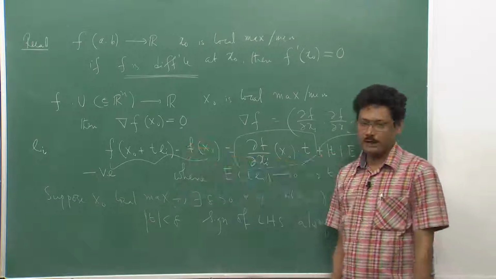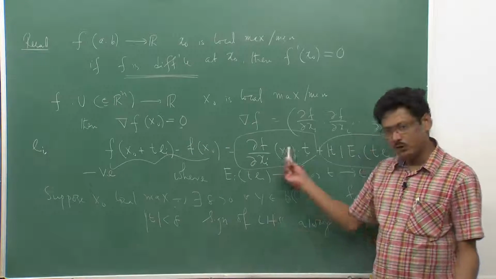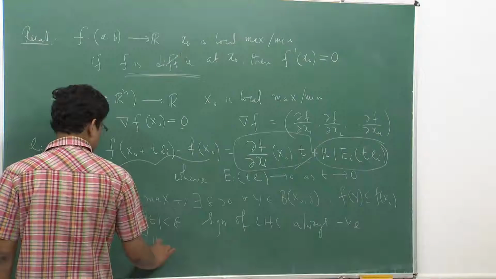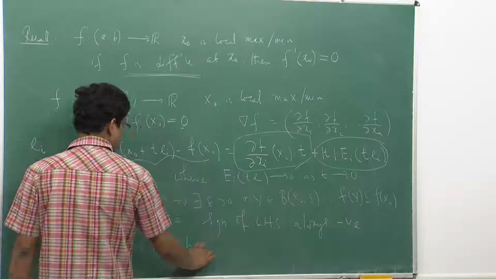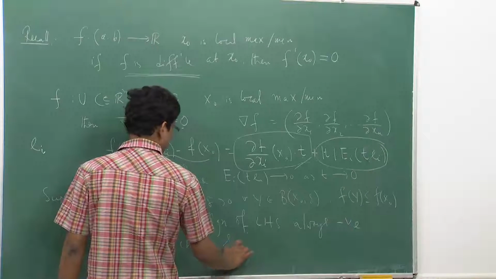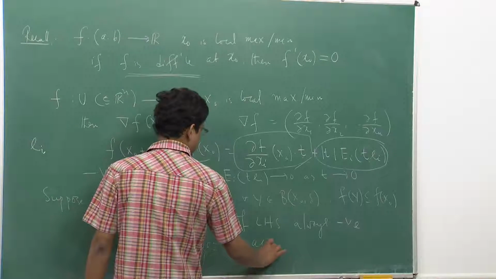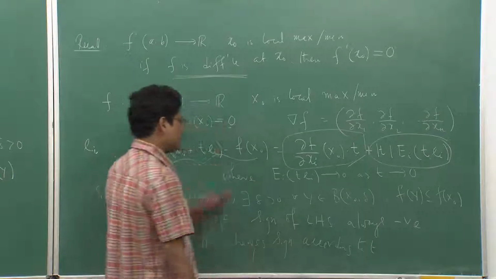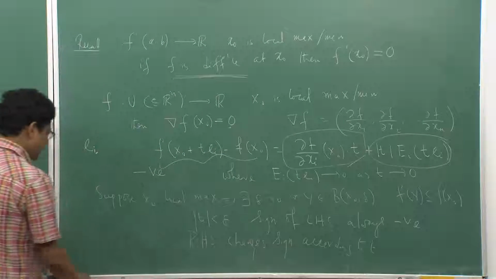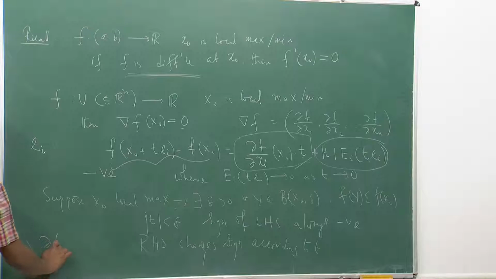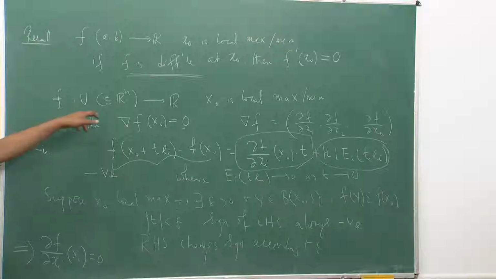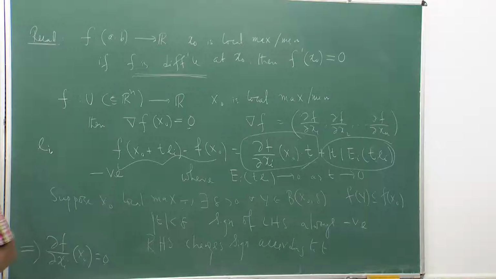But this side always remains negative, it cannot happen, right. So, the only possibility is, the right hand side changes sign according to t, but this side is always negative. The only possible way is del f del x_i at x naught is 0, but this is true for arbitrary i. So, grad f at x naught is 0.